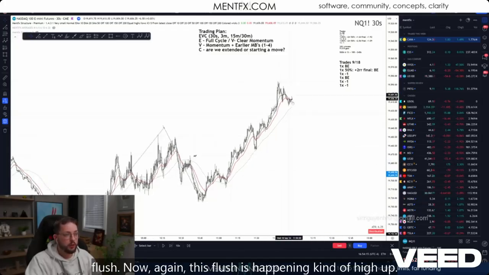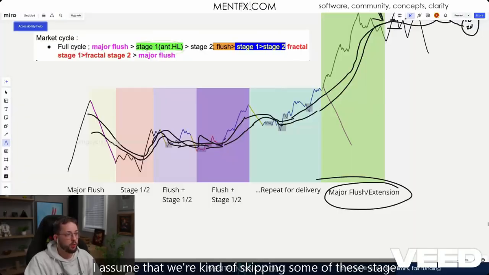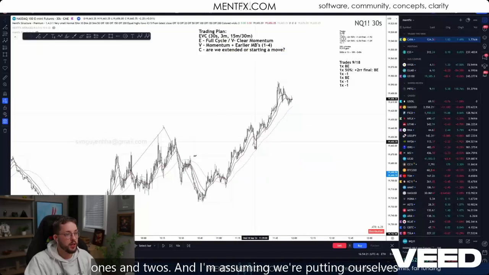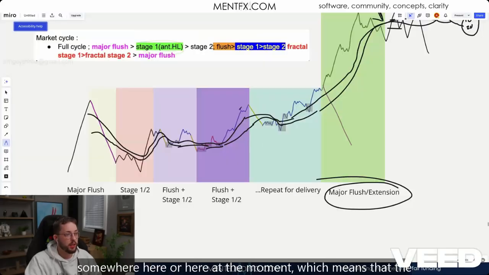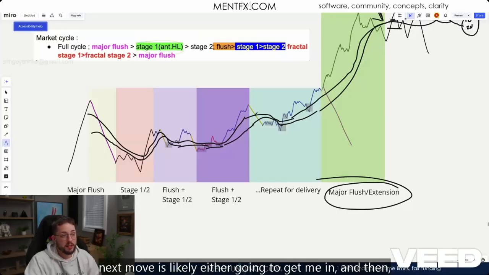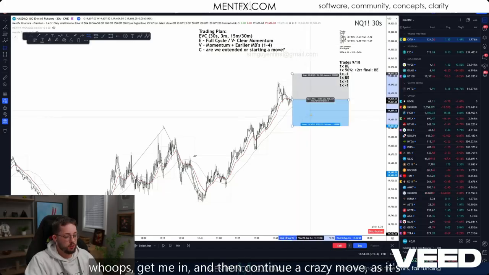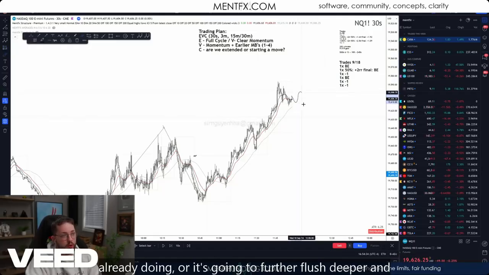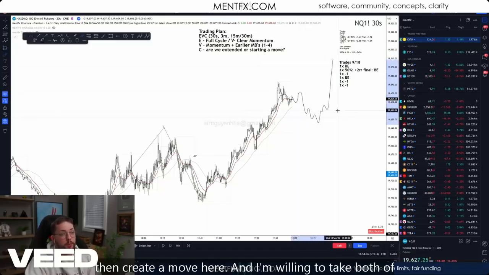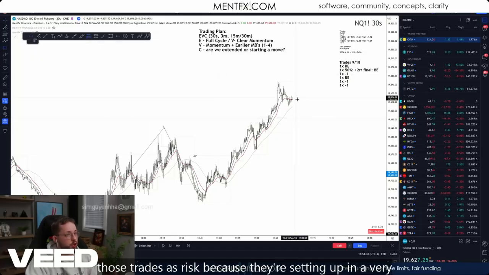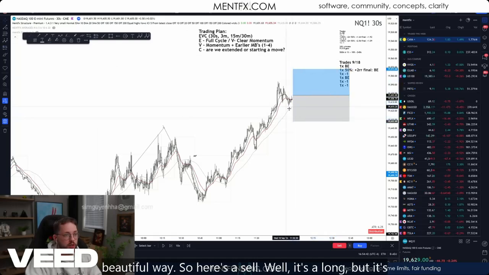Now, we get a flush. Now, again, this flush is happening kind of high up. I assume that we're kind of skipping some of these stage 1s and 2s, and I'm assuming we're putting ourselves somewhere here or here at the moment, which means that the next move is likely either going to get me in and then continue a crazy move as it's already doing, or is going to further flush deeper and then create a move here. And I'm willing to take both of those trades as risk because they're setting up in a very beautiful way.